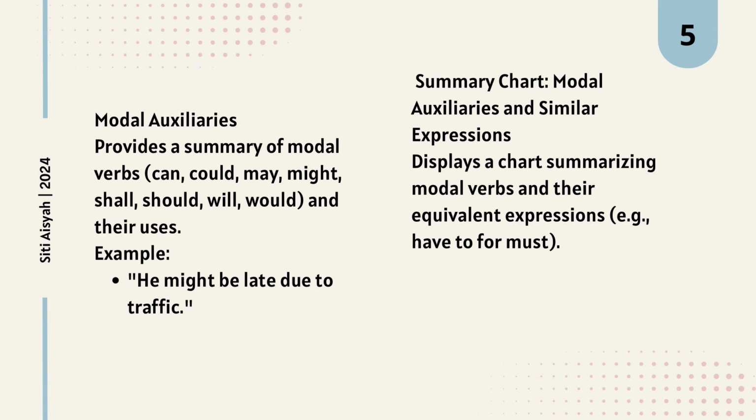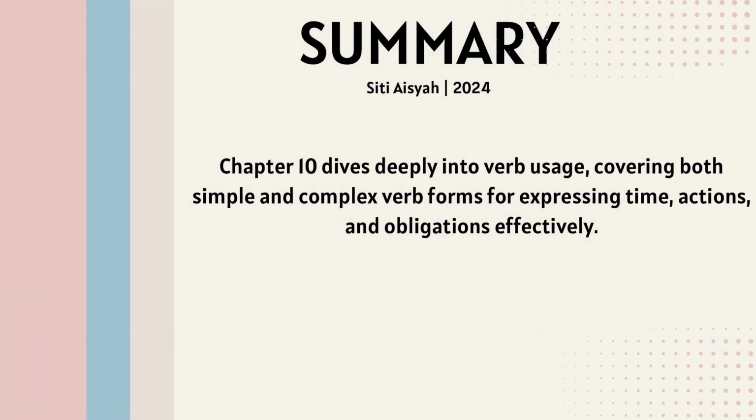Next, modal auxiliaries. Provides a summary of modal verbs can, could, may, might, shall, should, will, would, and their use. For example, he might be late due to traffic. Next, summary chart, or the last one, modal auxiliaries and similar expressions. Displays a chart summarizing modal verbs and their uses. For the summary, Chapter 10 dives deeply into verb usage, covering both simple and complex verb forms for expressing time, actions, and obligation effectively.